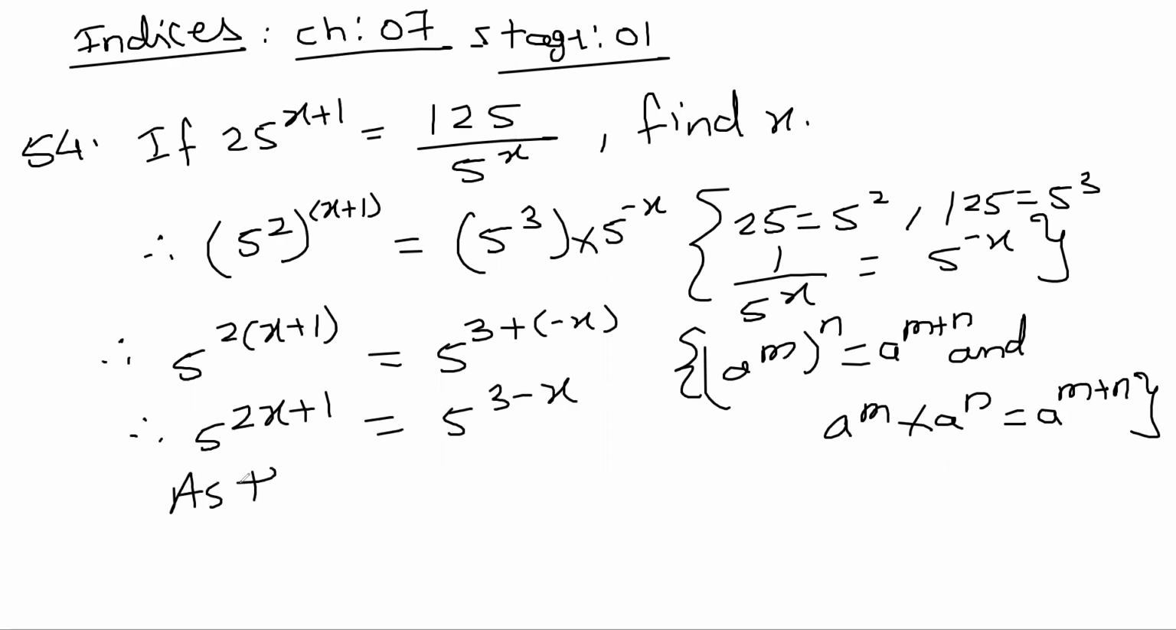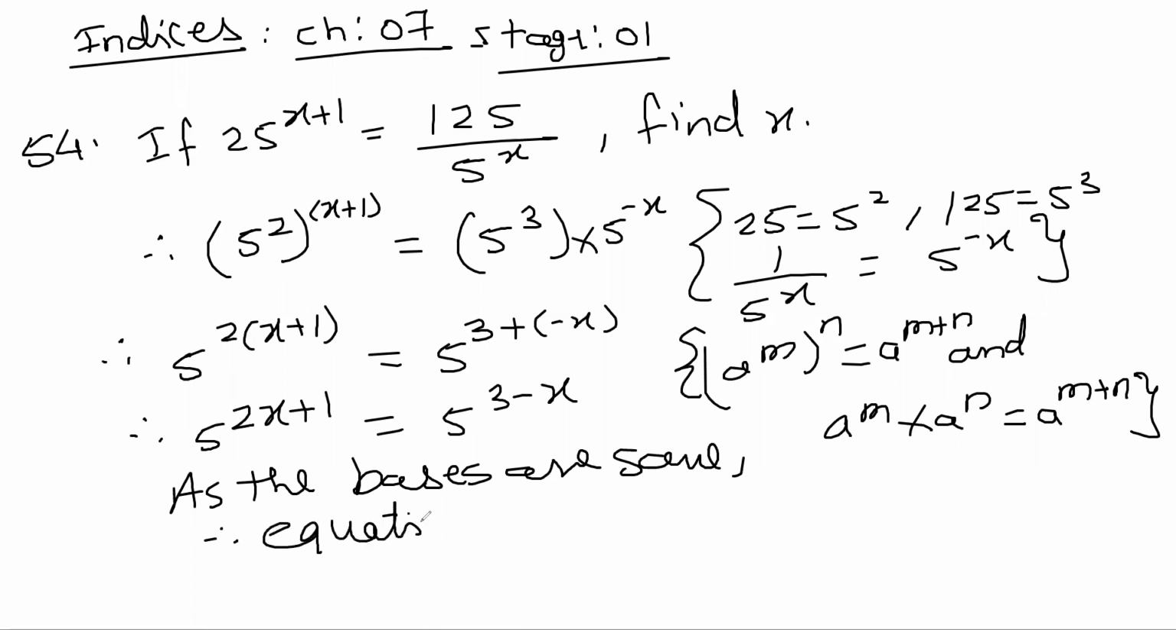Now as the bases are same on both sides, equating the indices. Sir, that will be 2x plus 2, no sir? 2x plus 2. Yes, sorry. When you open the bracket, it becomes 2x plus 2. And the bracket result, a raised to m raised to n is a raised to mn. Sorry, a raised to m into n. Right.